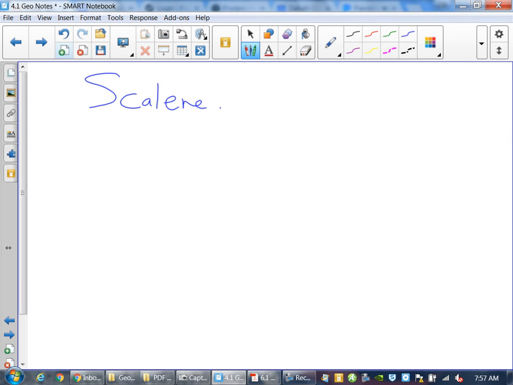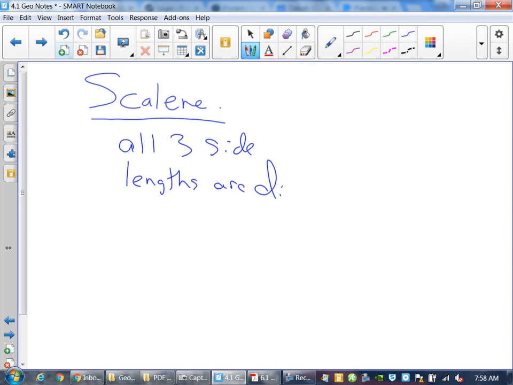A scalene triangle is not a triangle with scales. It would be pretty cool. It has side lengths that are not equal. Yeah, all three side lengths. One tick mark, two tick marks. All three side lengths are different.